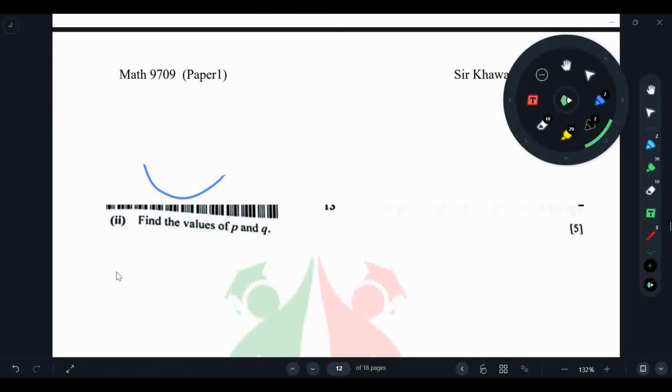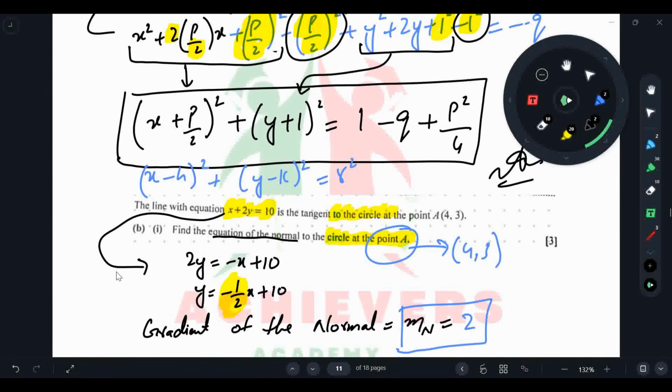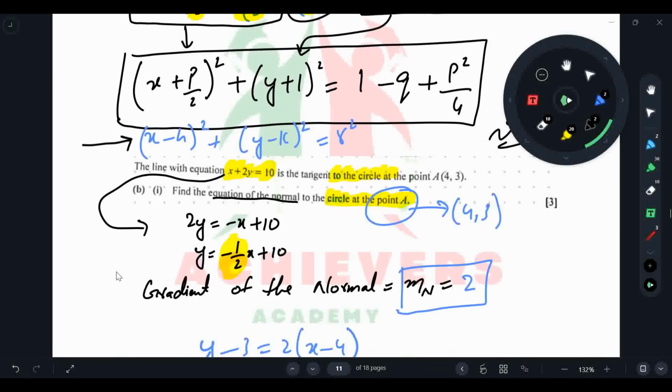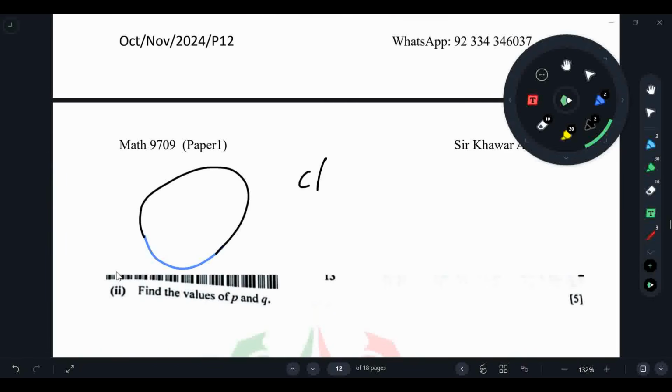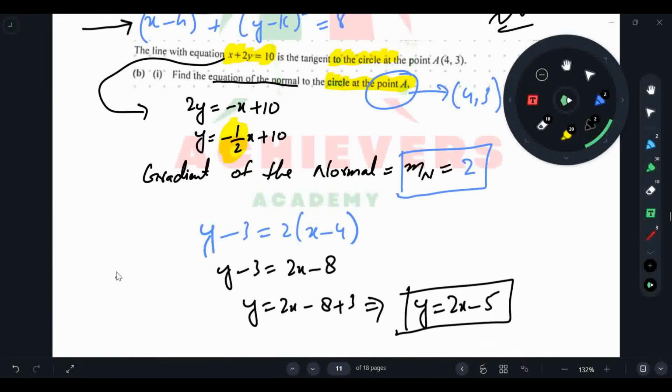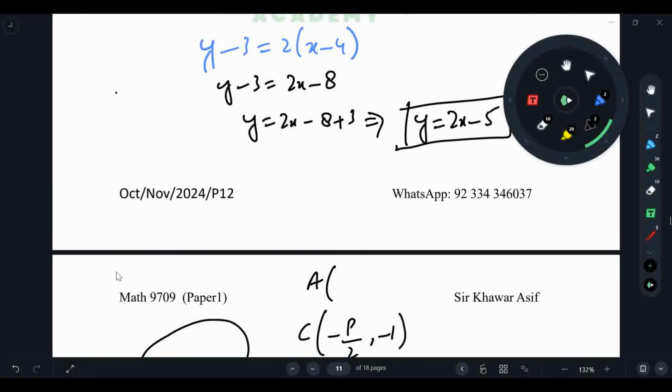Find the value of P and Q. Now we know that this one is a circle, and if we compare this one with (x minus h)² plus (y minus k)² is equals to r². So we know that the center point will be equals to minus p by 2 and minus 1, and we know that the coordinates of A is, let me check this one, 4 and 3. Okay, x coordinate is 4 and y coordinate is 3.